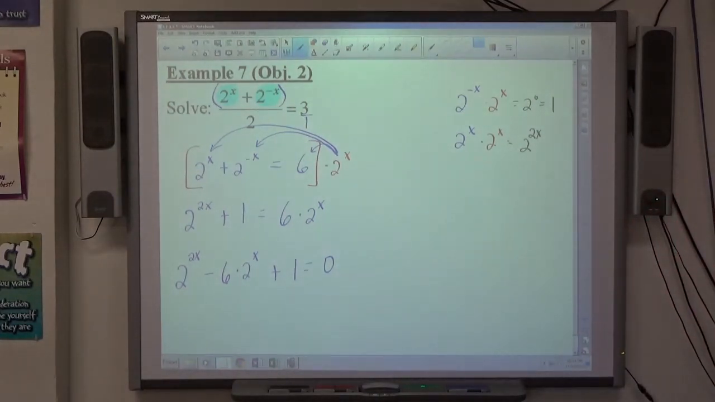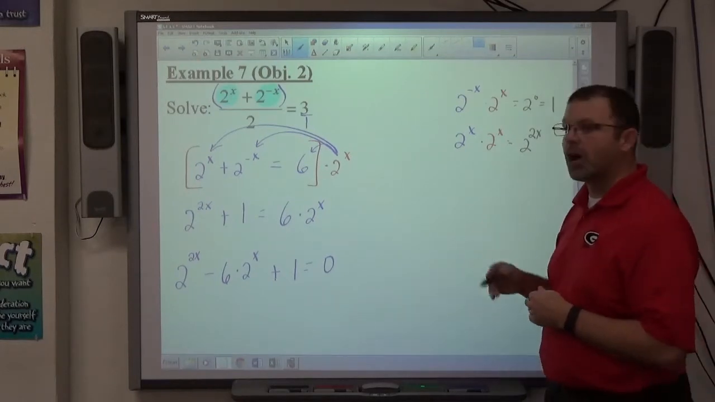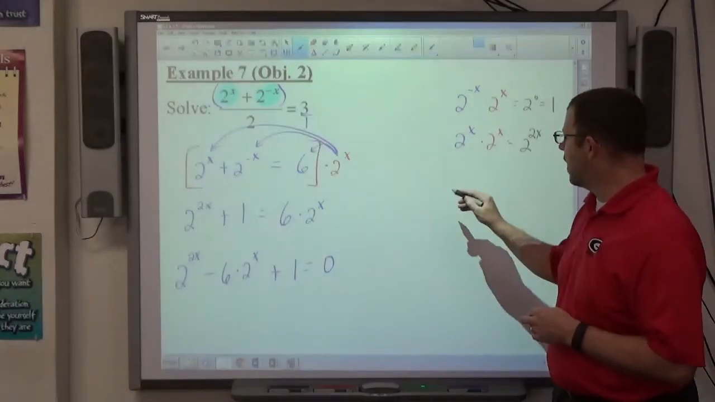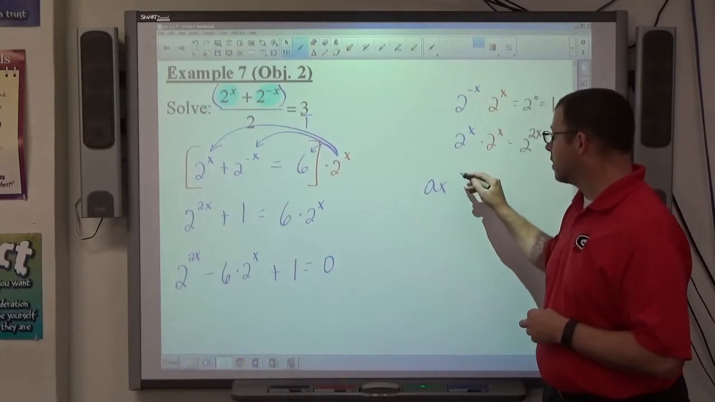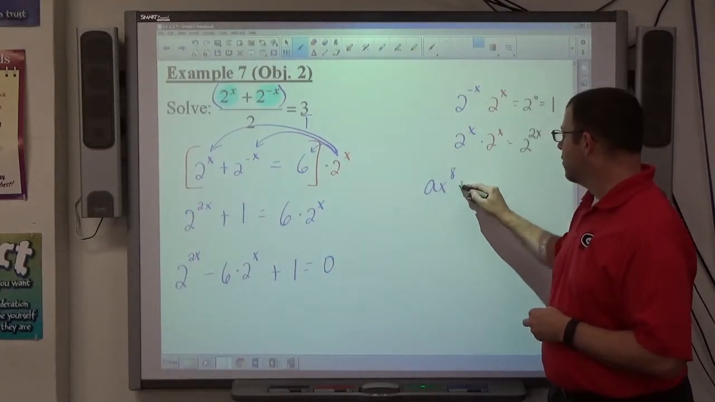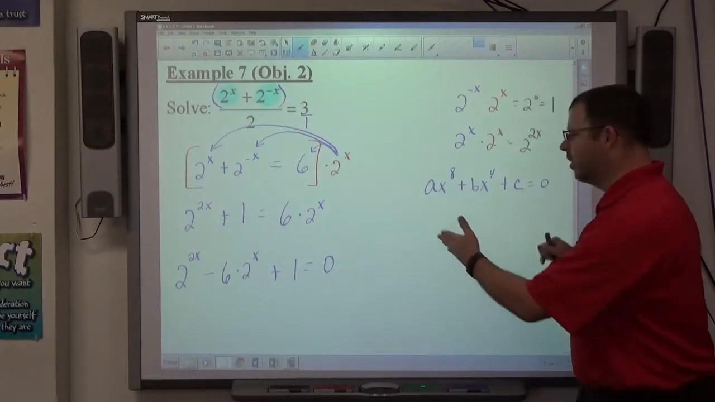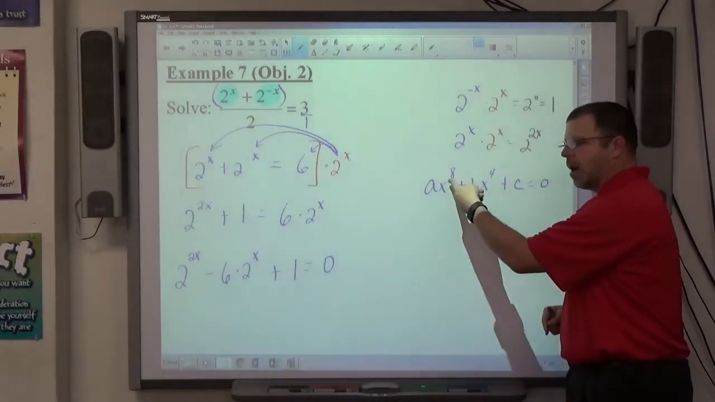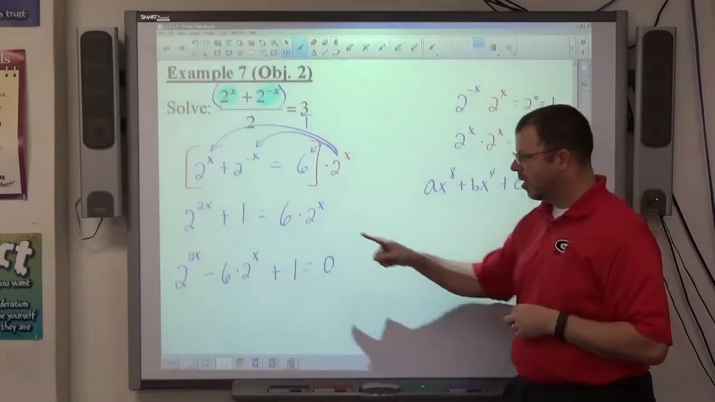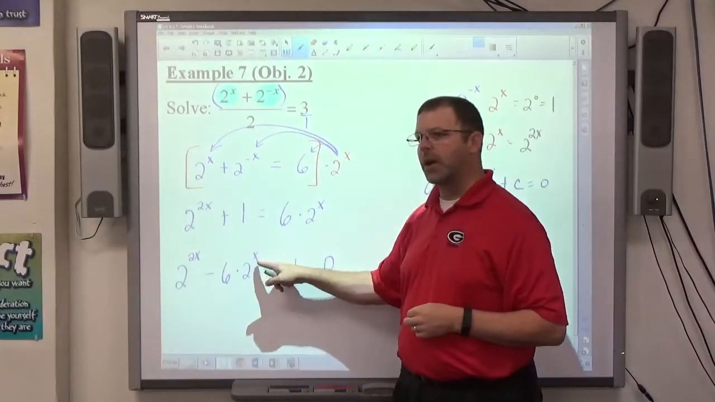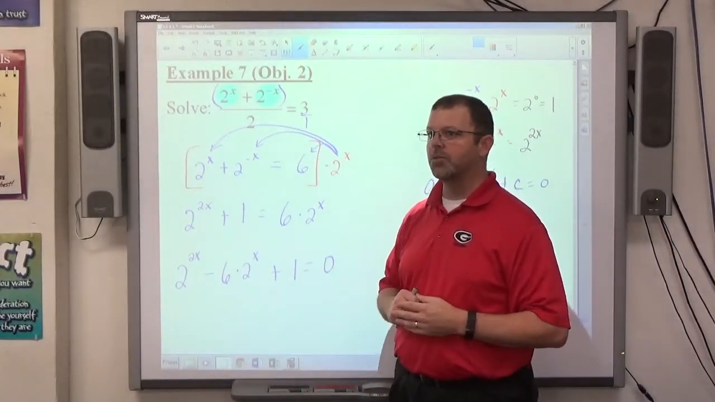And what you're supposed to recognize about this is something we covered towards the end of chapter 1, which is something that's quadratic in form. If you recall, if you have ax to any power, let's say it's the 8th power, plus bx to half that power, plus c equals 0, it's a quadratic structure, right? So you have some power, half the power, and a constant. 2x, half of 2x is 1x, and that's the constant. We have a quadratic in form structure.